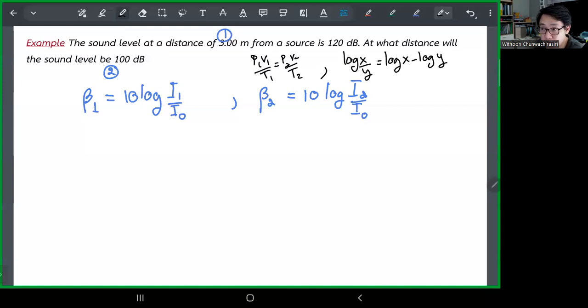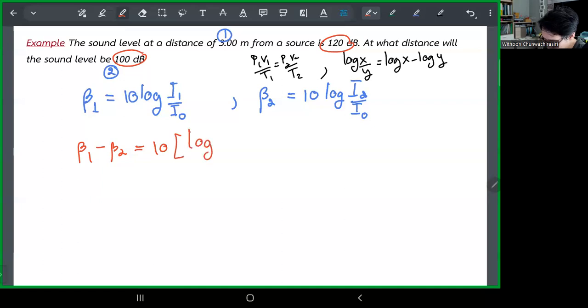Sounds cool? All right. Let's do it. So let's take beta 1 minus beta 2. The reason I put beta 1 first is because I know that beta 1 is going to be bigger than beta 2, because beta 2 is at 100 decibels. So I just keep beta 1 minus beta 2 positive. I can pull a common factor of 10 out. It's going to be log I1 over I0 minus log I2 over I0. Cool?